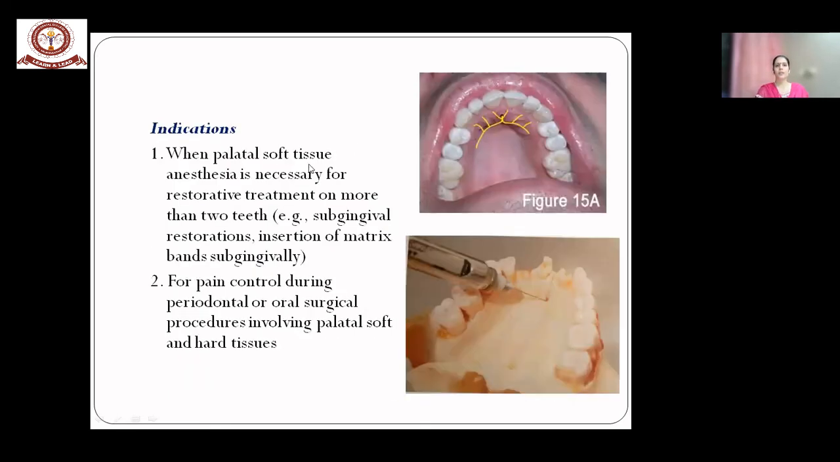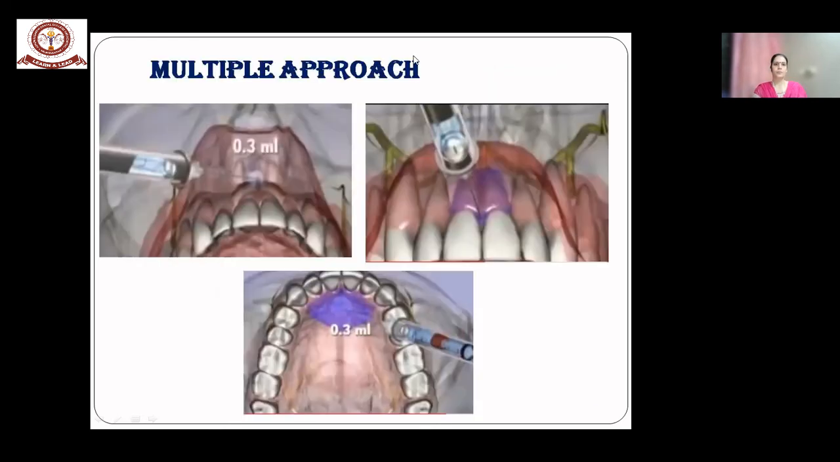So the indications are when palatal soft tissue anesthesia is necessary for restorative treatment on more than 2 teeth, and also for pain control during periodontal or oral surgical procedures involving the palatal soft tissues. So you can have a multiple needle penetration approach, or a single needle penetration approach.